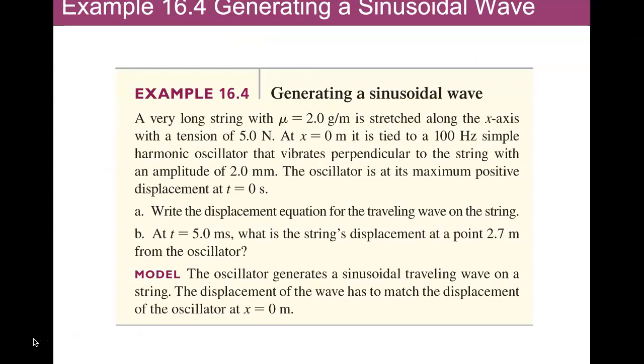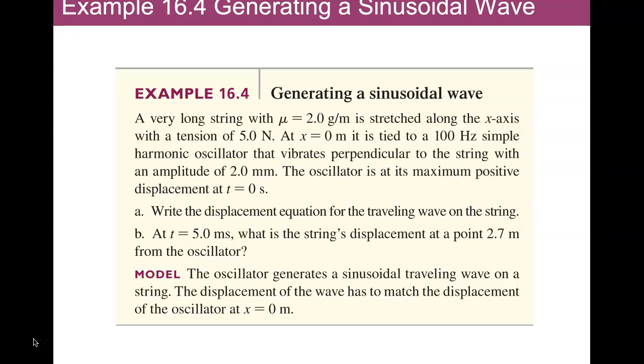All right, so let's continue our discussion. This is a very good example, so let's read it together, and then you can pause the video and work through this problem, and then we'll come back and work it out together. So we have a very long string. We know the linear mass density. It's stretched along the x-axis. We know the tension. And then at x equals 0, it is tied to a 100 hertz simple harmonic oscillator that vibrates perpendicular to the string with an amplitude of 2 millimeters.